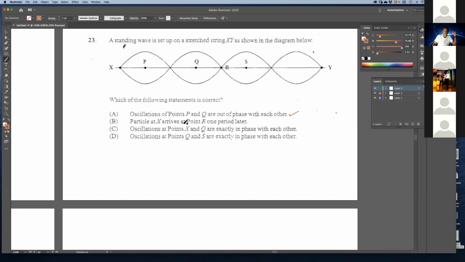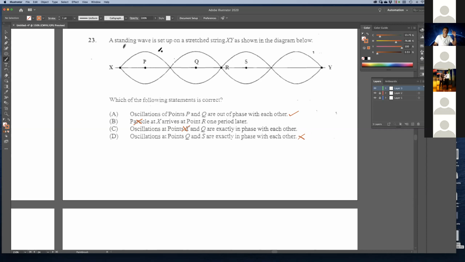Oscillations of point X and Q: X does not move. X does not oscillate, it's a node. Oscillations of point Q and S are exactly in phase with each other.